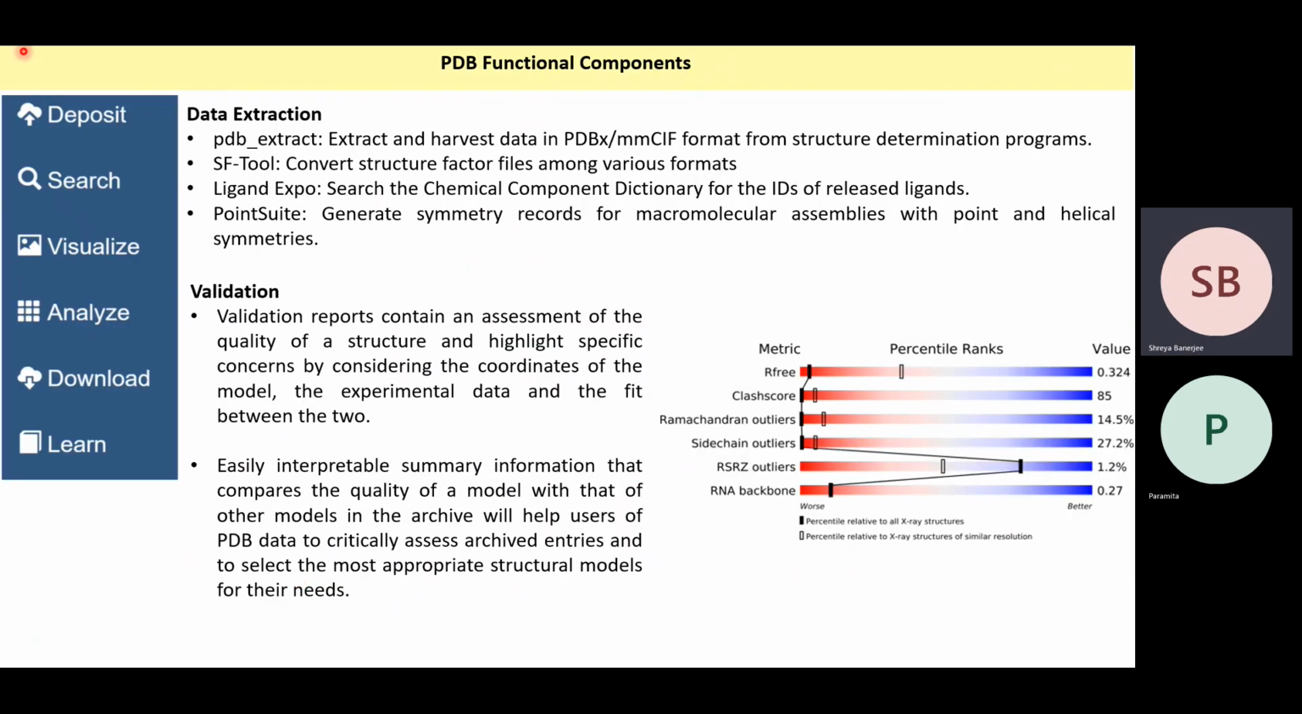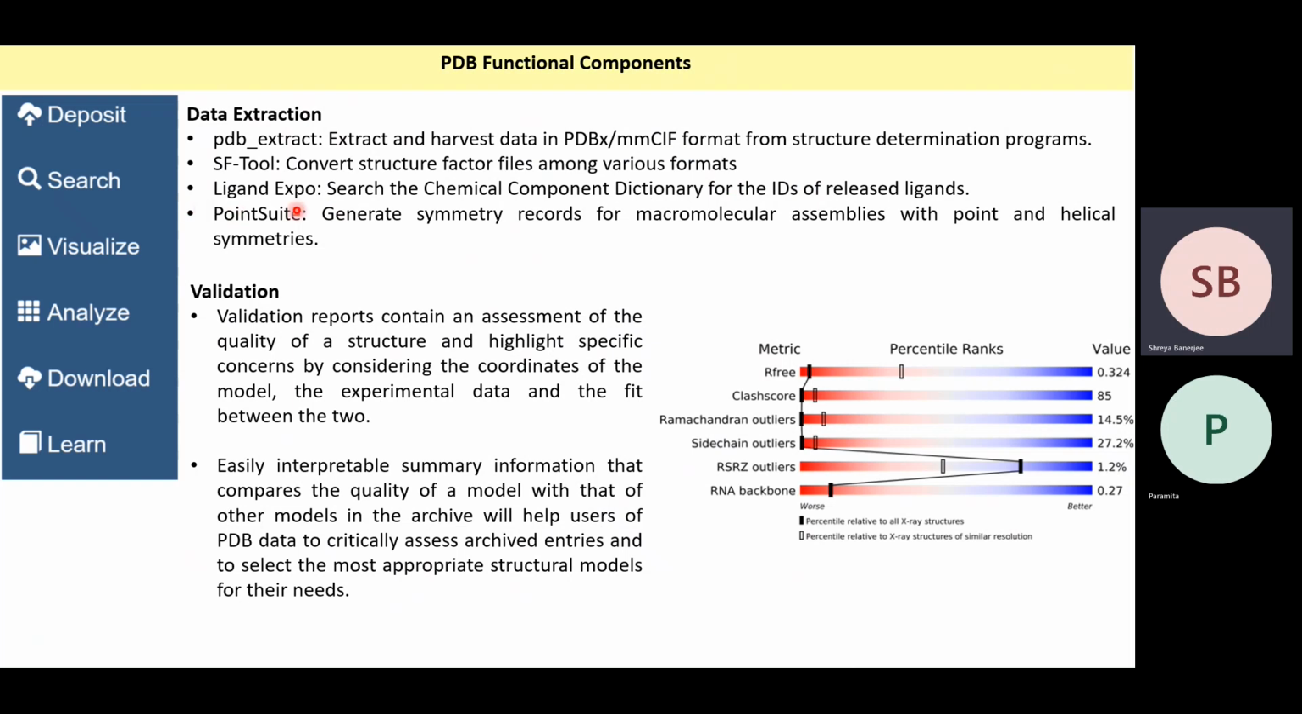So there are different functional components in the Protein Data Bank. First is the data extraction. The Protein Data Bank provides many tools to carry out data extraction. Like this function called PDB Extract will extract and harvest data in the PDB or CIF format from structure determination programs. Then there is a tool called SF Tool, which will convert structure factor files in different required formats.